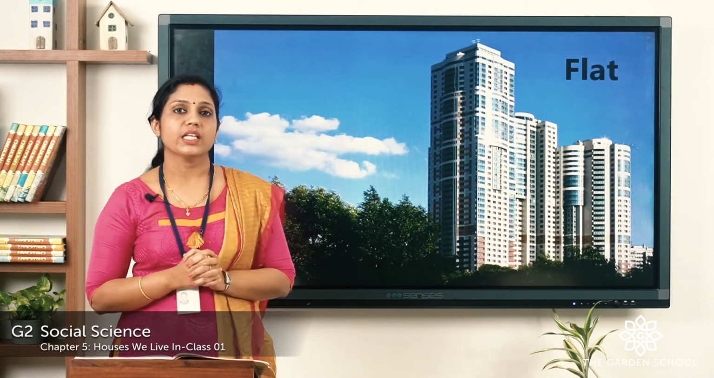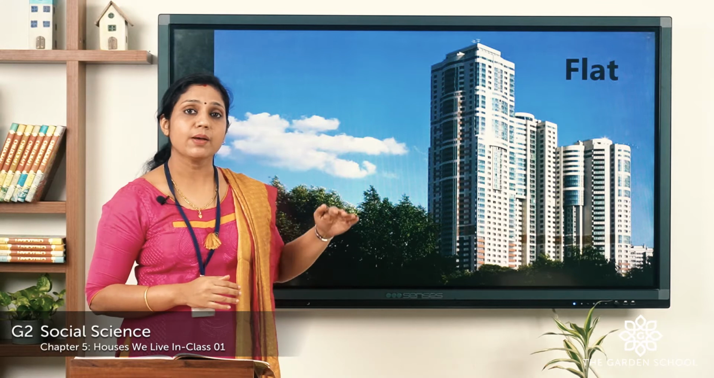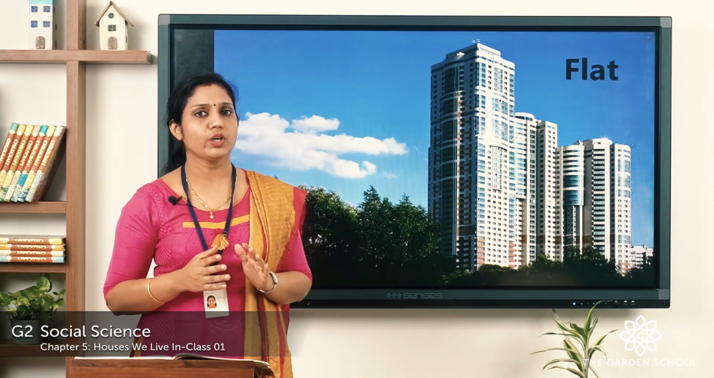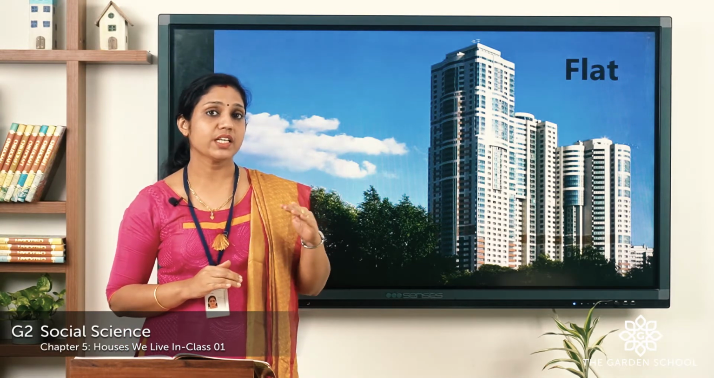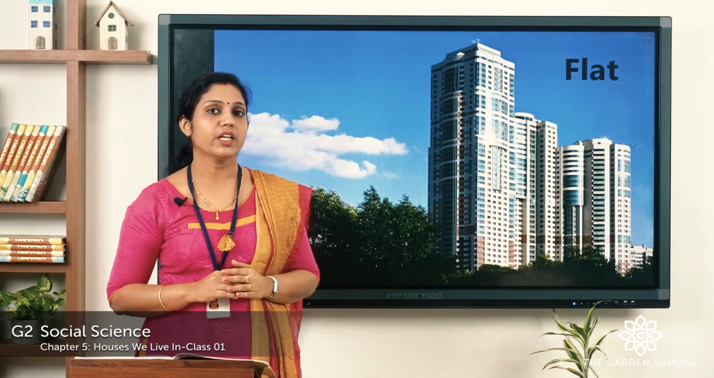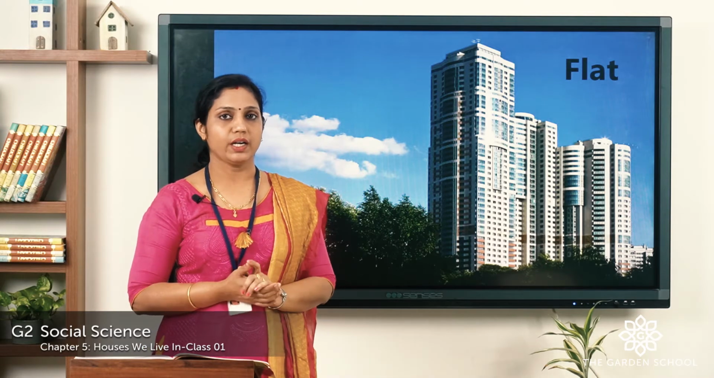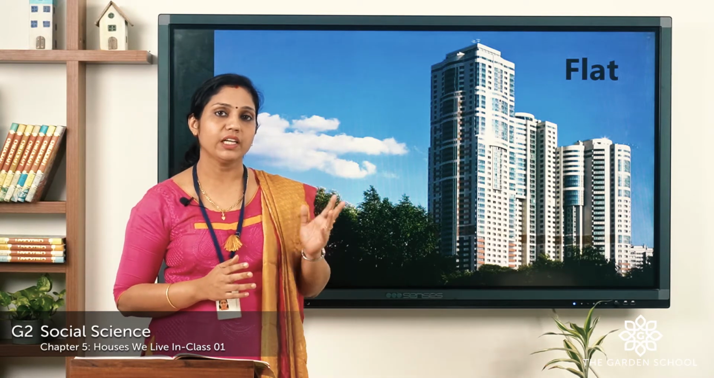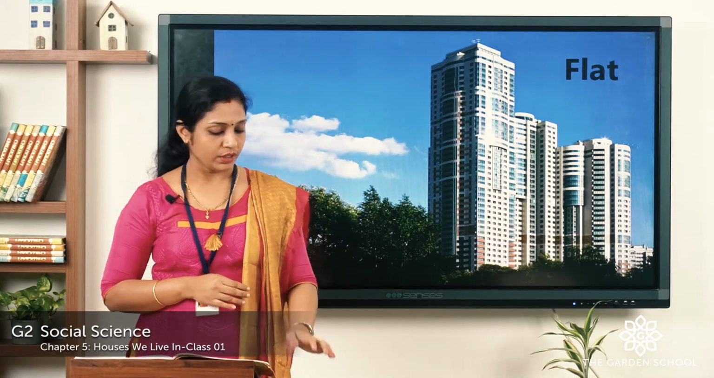In this picture, you can see a flat. A flat is a multi-story building. So here what do you mean by story? Story means there are so many floors. You can see so many floors there. Such a building is called a multi-story building and so many families will be living in a flat.